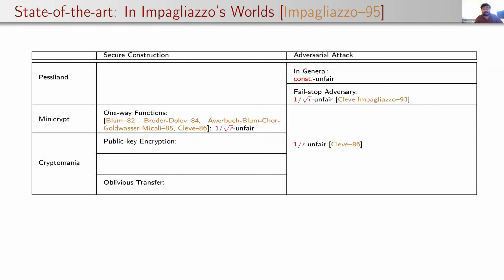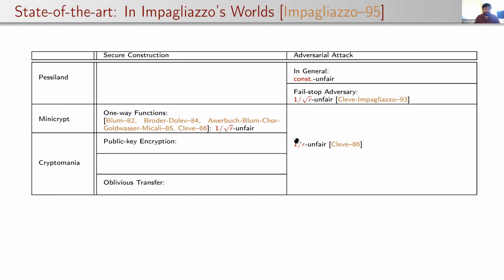In 1993, an amazing attack was proposed. This restricted the class of the adversaries to fail-stop adversaries. These adversaries follow the cryptographic protocol honestly, but may refuse to participate or can abort during the execution of the protocol. So Cleve and Impagliazzo showed that a coin tossing protocol is 1 by square root r unfair, which is significantly larger than 1 by r.